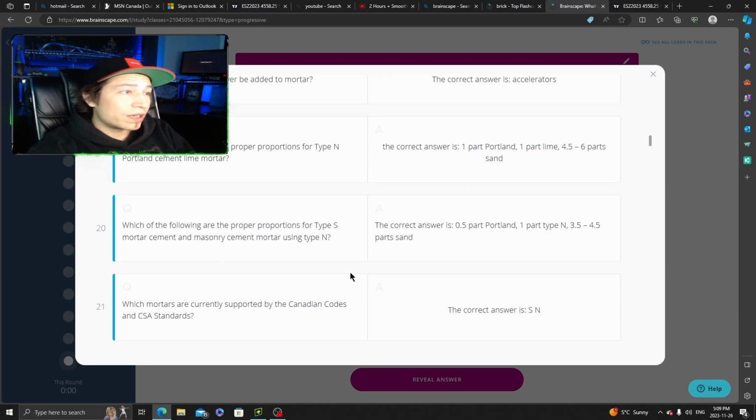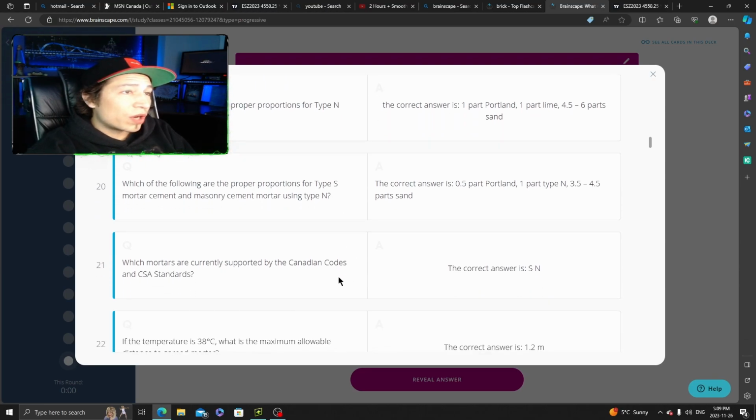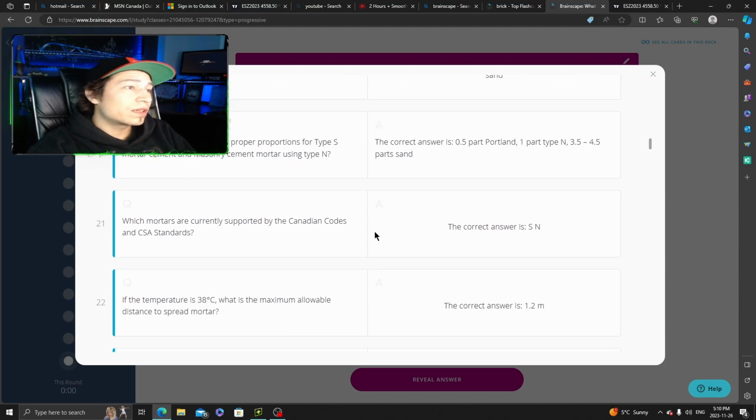6 parts sand. Which of the following are the proper proportions for type S mortar cement and masonry cement mortar using type N? 0.5 parts Portland, 1 part type N, 3.5 to 4.5 parts sand. So the proper proportions for type S mortar cement and masonry cement mortar using type N are 0.5 parts Portland, 1 part type N, 3.5 to 4.5 parts sand.